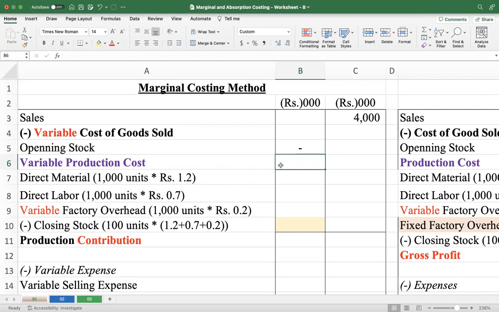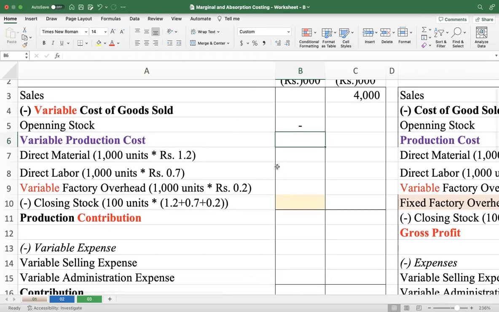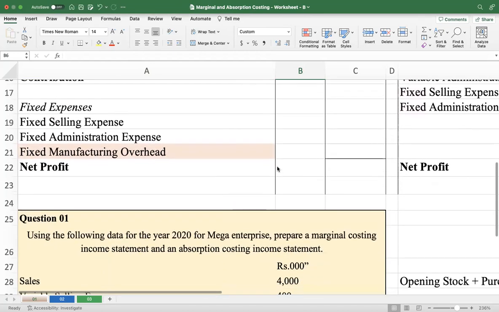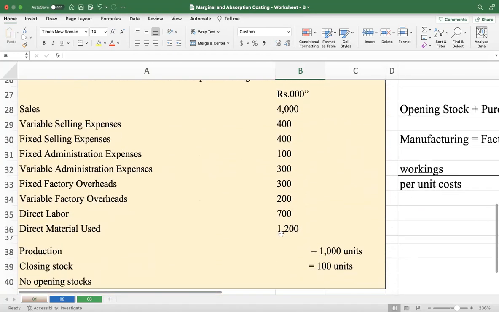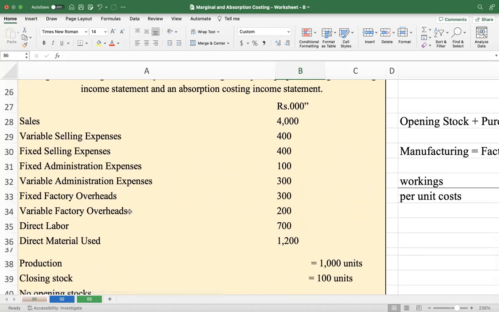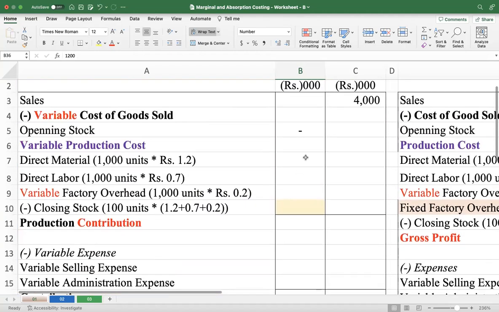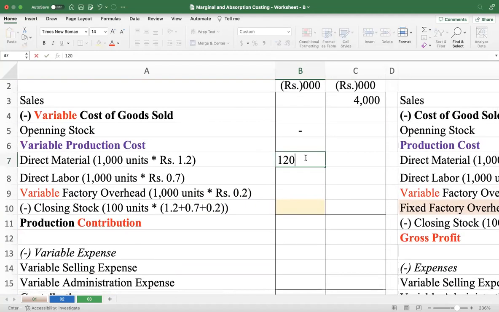Now let's find out the variable production cost. So direct material, they have given us the direct material cost, right? Yes, 1,200. So you can just put it here. Why have I shown it like this? Let me explain.